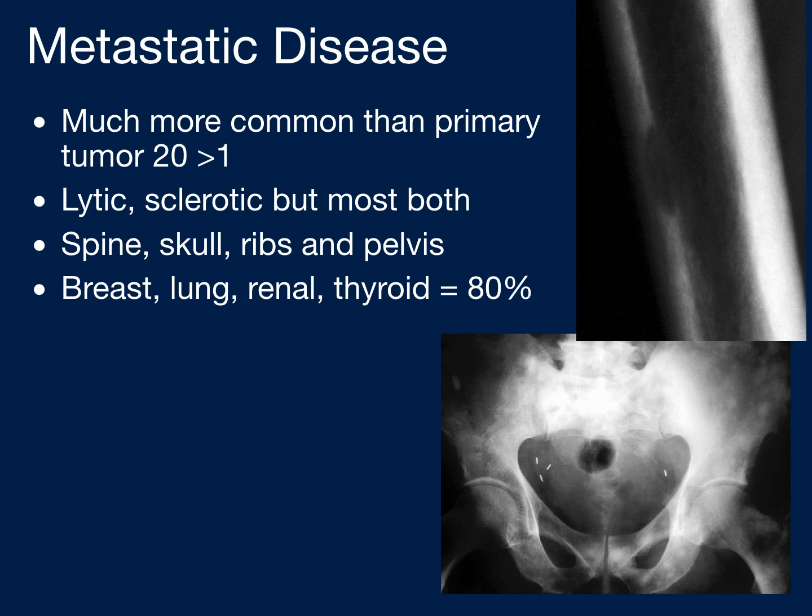Finally, I added metastatic disease, infection and brown tumors to the list. Metastatic disease should be considered in just about any lesion you see in an adult. It's much more common than primary bone tumors. They can be sclerotic, lytic, mixed. They can look just about like anything, and mostly you see them in the axial skeleton. Common primaries are breast, lung, renal, and thyroid cancers.